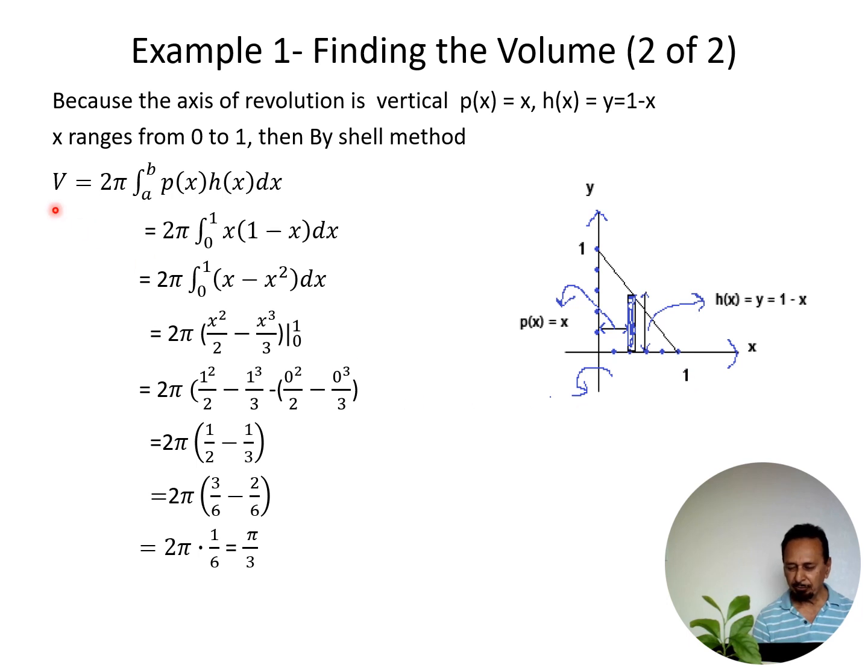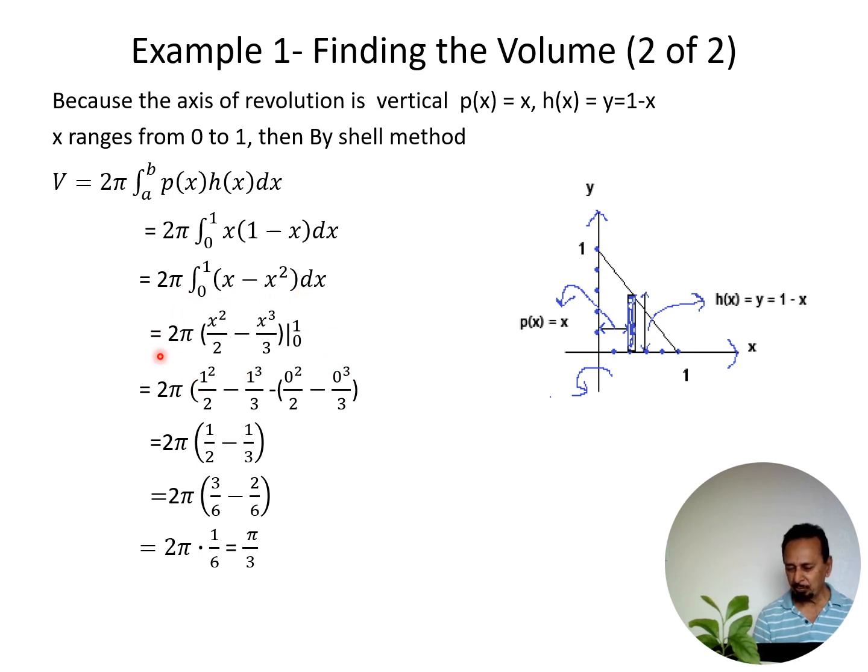So the formula we're going to use is 2 pi, integral from a to b of p of x h of x dx. We can use a is 0 and b is 1. And p of x is x, and h of x is y, which is 1 minus x. So now we have the integral 2 pi from 0 to 1 of x times (1 minus x) dx. We distribute x and get x minus x squared dx. We can use the power rule.